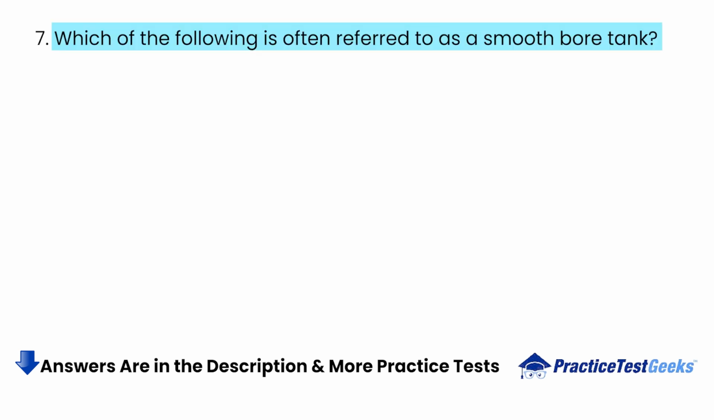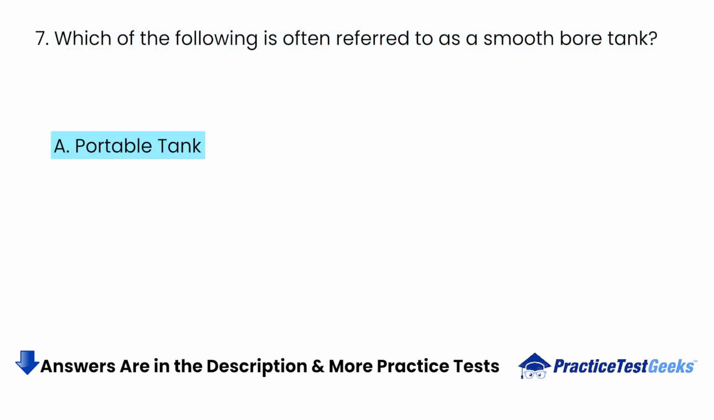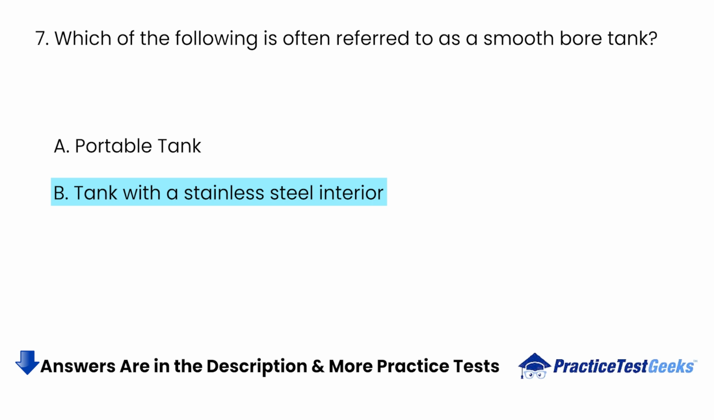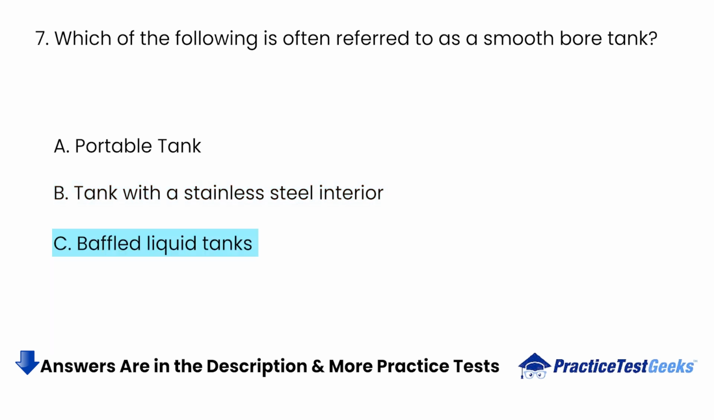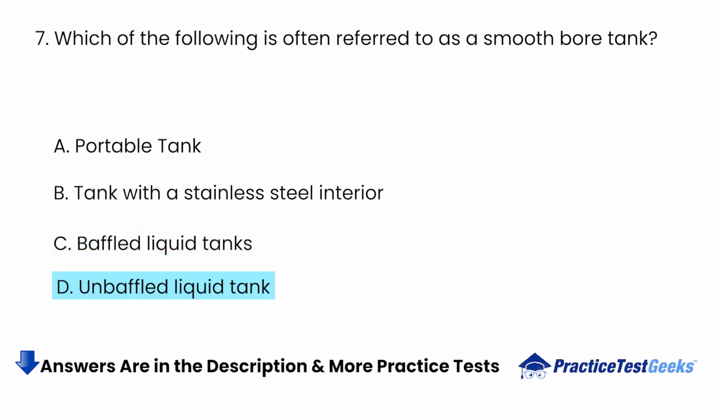Which of the following is often referred to as a smoothbore tank? A. Portable tank. B. Tank with a stainless steel interior. C. Baffled liquid tanks. D. Unbaffled liquid tank.